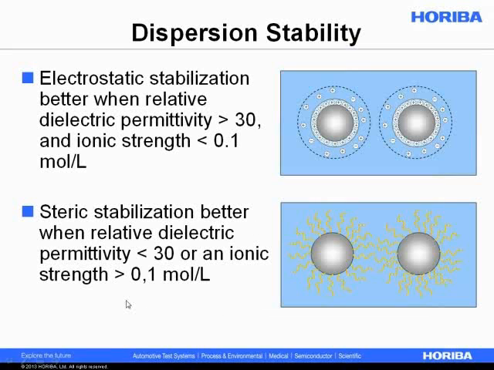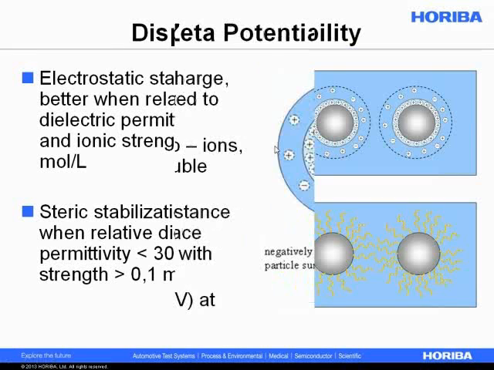Now, if the dielectric permittivity is down under 30, or the ionic strength is greater than 0.1 moles per liter, then we might go the route of steric stabilization. We're going to probably take these block copolymers, adhere them to the surface, and then these particles, due to an exclusion effect, can never actually get close enough to aggregate and then become a problem during the measurement. But most of what we will continue talking about is electrostatic stabilization. Personally, we think that's a little easier for just doing quick size measurements.